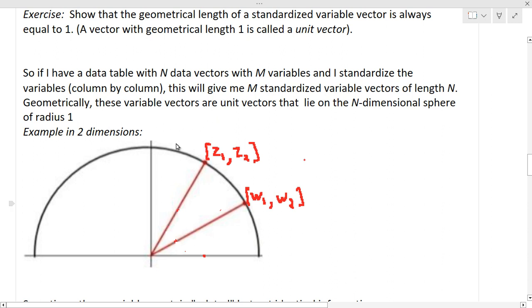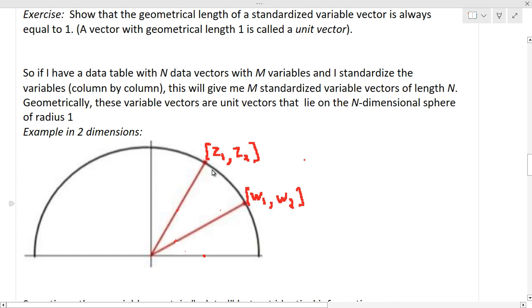So here I have 2 unit vectors in 2 dimensions. And of course, they both lie on the unit circle. Right? You can imagine, I'm not very good at drawing, but in 3 dimensions, you'd have 2 points on a sphere. Now, the question is, how different are these 2 vectors? And one way to measure the difference would be to measure the arc length between them.